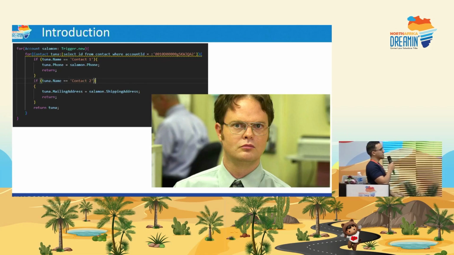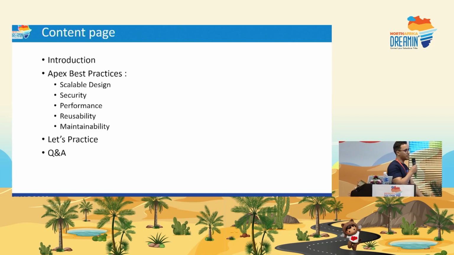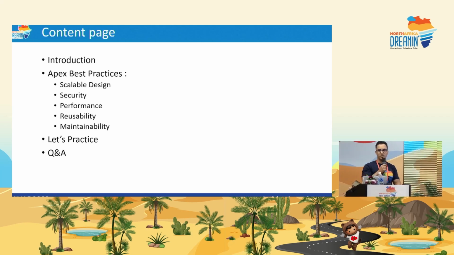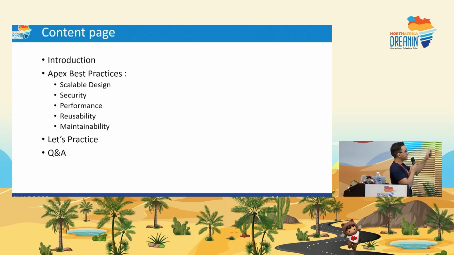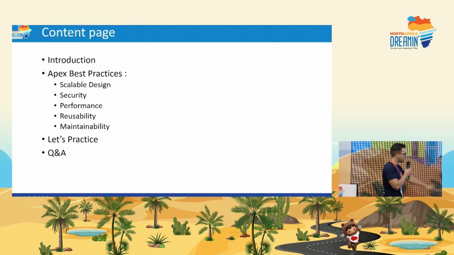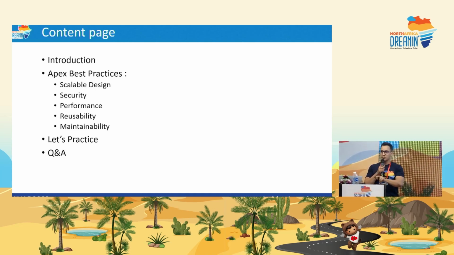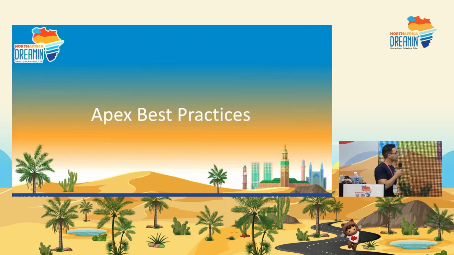So I'm gonna go through the content now, and we're gonna view some of these best practices and how we can include them in our code, which is gonna be very simple. So I classified them as five points: scalable design, security, performance, reusability, and maintainability. And I added another part where we're gonna do a little practice about some of these practices so we can see them at work. And finally, we're gonna have some Q&A to answer some of your questions, guys.